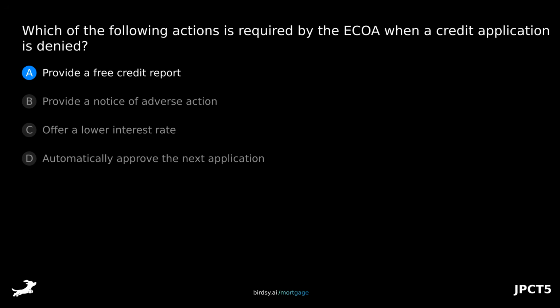Is it A, provide a free credit report? B, provide a notice of adverse action? C, offer a lower interest rate? Or D, automatically approve the next application?